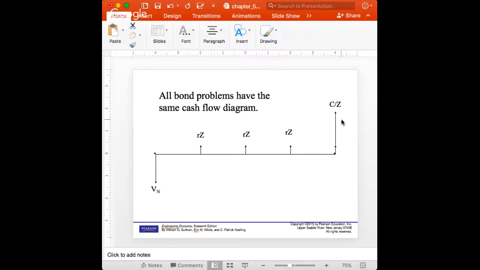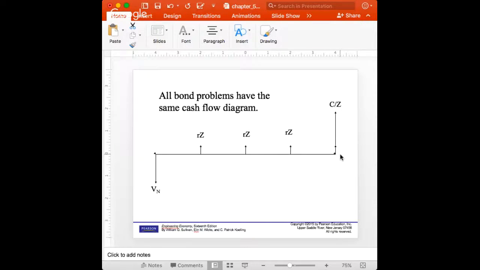Z is the face value of the bond, or C, and we'll distinguish between those two here in just a little bit. So when we look at this cash flow diagram, the letters R and Z are fixed. They are both printed on the bond, so we know exactly what these cash flows will be. V is not printed on the bond. That's the price of the bond, and that's what the holder of the bond would pay for the bond.